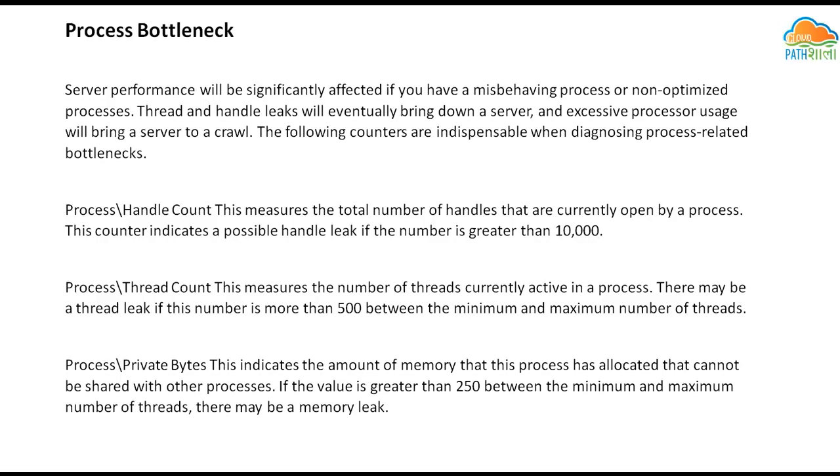Other counters which you can use are the thread count or the private bytes. To observe if there is a thread leak, if the number is more than 500 between the maximum and minimum value of threads, that means there is some issue. These particular counters are handy to analyze the performance of any server on the basis of the processes which are running on that server.